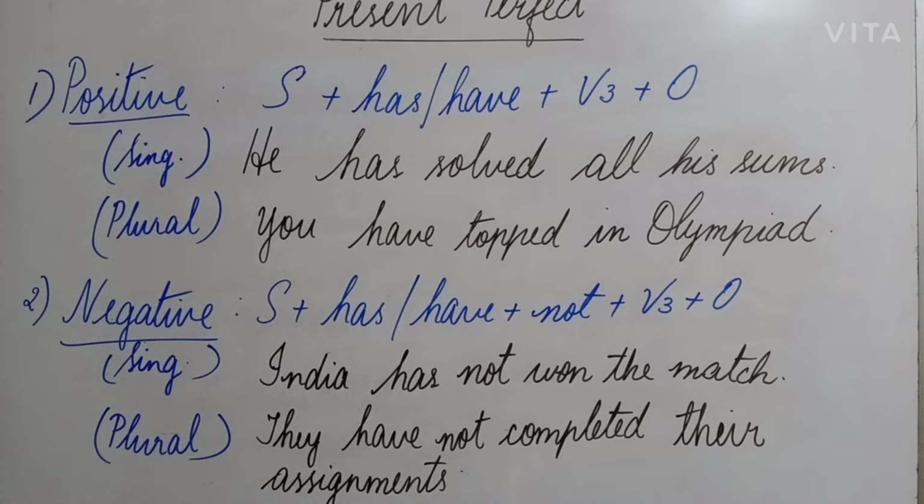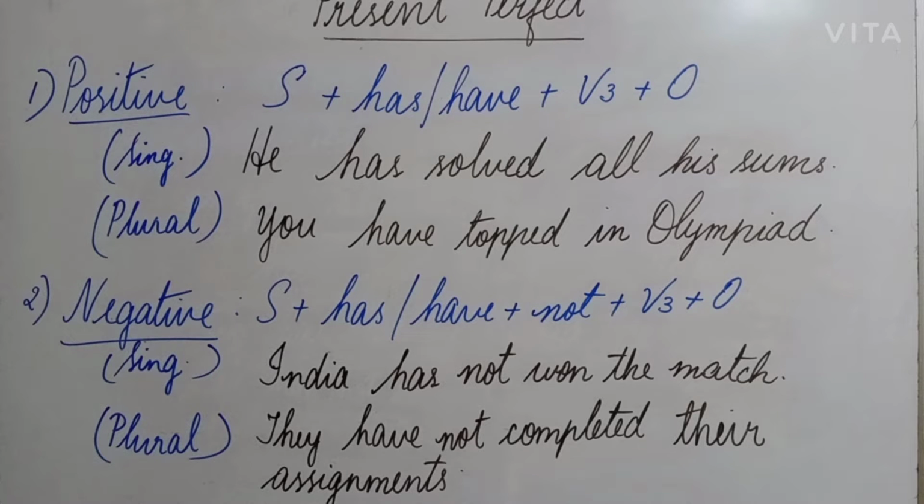When the subject is singular, if you go through the first example, he has solved all his sums. In that, the subject is he and it is a singular male word. It is followed by the supporting verb or helping verb has, because it has to agree with the subject. So he has solved. Solve is the base form of the verb, and verb 3 will be solved. You just have to add ed to the base form, that is a regular verb.